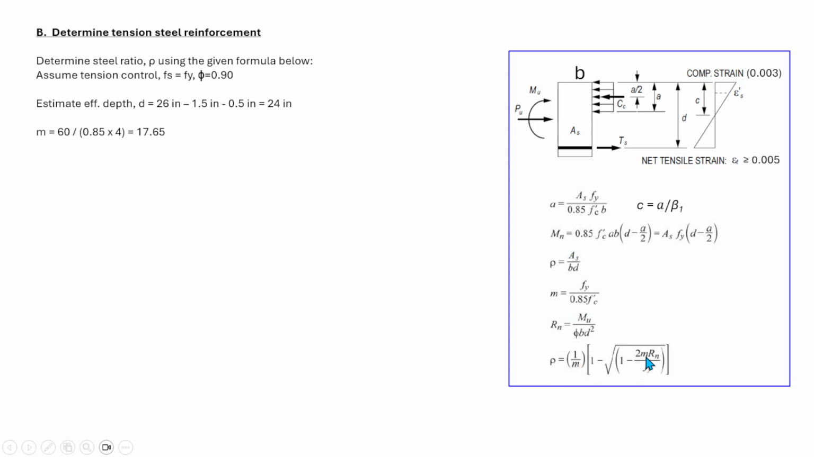We have the m and Rn parameters here, and we will plug them in later once we determine the values. So here m is equal to 60 over 0.85 times 4, where 4 is the strength of concrete, that is equal to 17.65. So the Rn is equal to the moment over phi times b d squared.